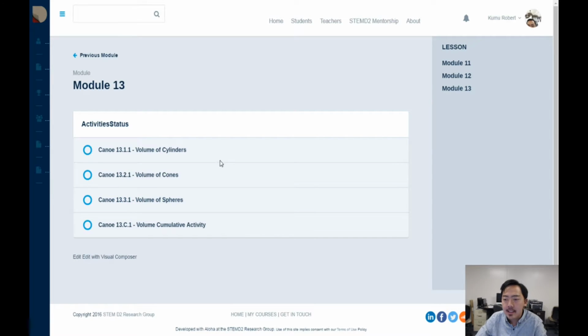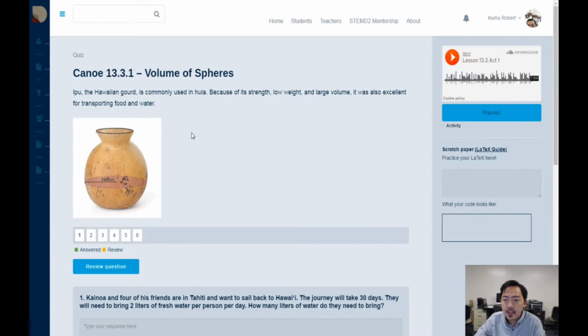Aloha, welcome back. The next activity that we'll be talking about is Canoe 13.3.1. Here's a picture of an ipu, which is the Hawaiian gourd. It is often used as a percussion instrument in hula. Because it's big, strong, and light, we often use it for carrying water and food.